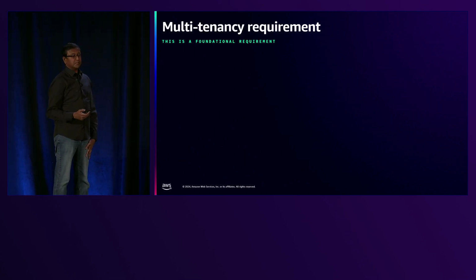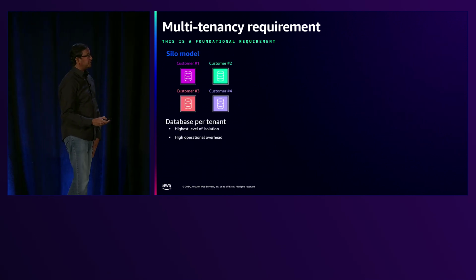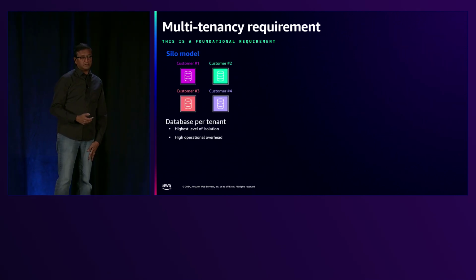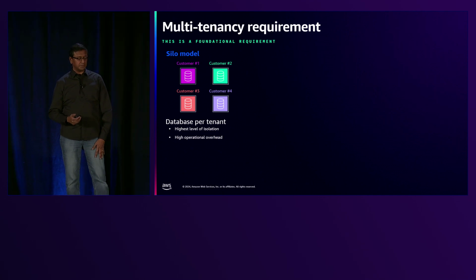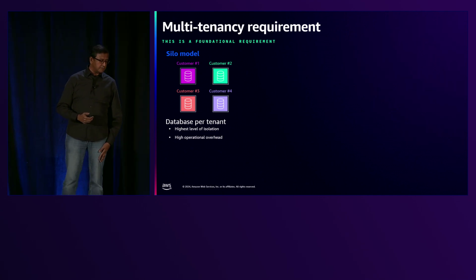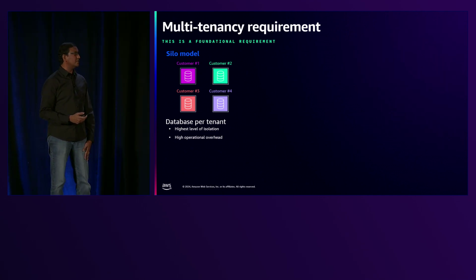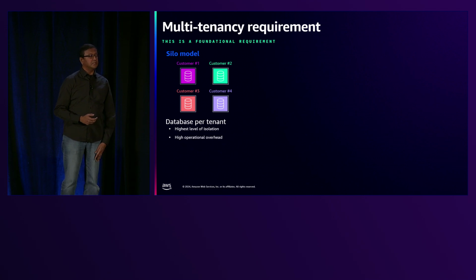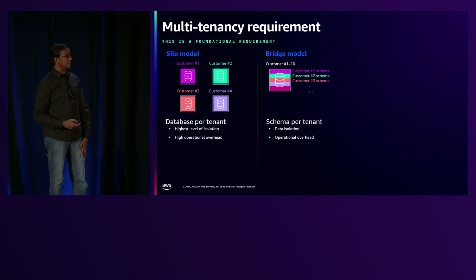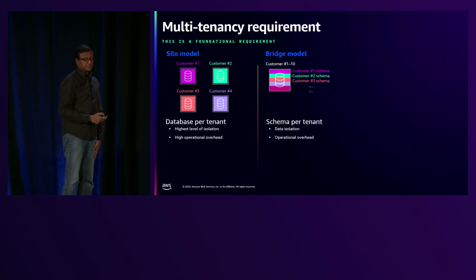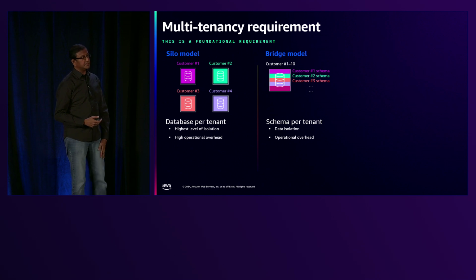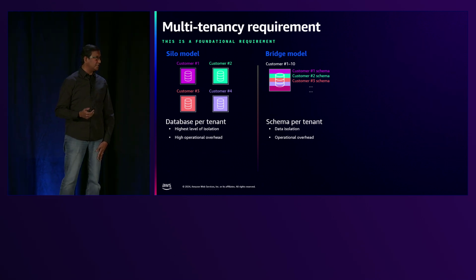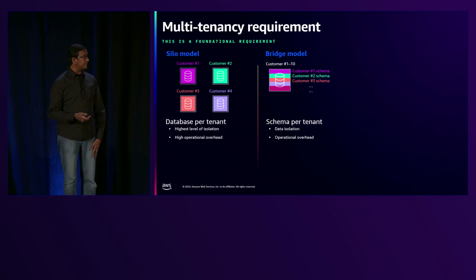So as you may know, there are 3 basic models for implementing multi-tenancy in the database. The first is a silo model, where you have a dedicated database per customer. This gives the highest level of isolation. It also comes with high operational overhead. So this is a good option if you have a limited number of tenants. The second option is the bridge model, where a single database is shared by multiple tenants, but each having a dedicated schema. This is a good trade-off between data isolation and operational overhead.